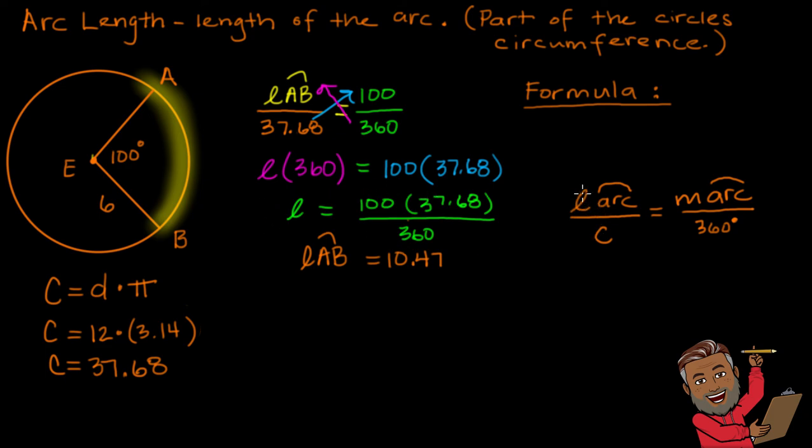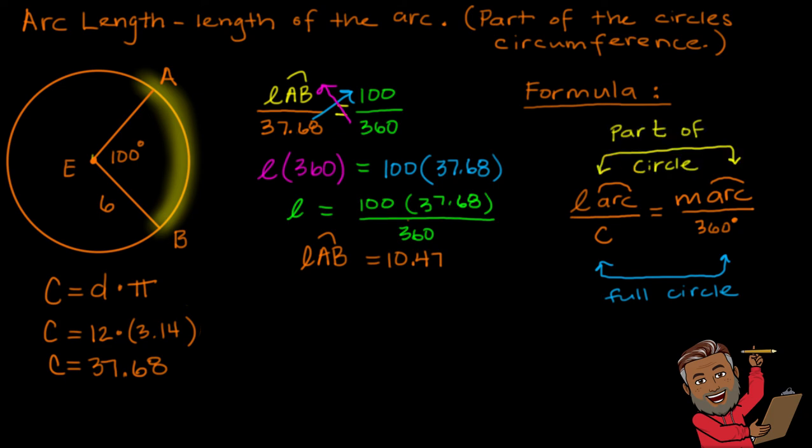What I'd like you to notice is that on the top of both of my fractions are just the parts of the circle, and on the bottom of both of my fractions are the entireties of the circle. One more time: the bottoms are the entirety of the circle, the full circle, and the tops happen to be just the parts of the circle.